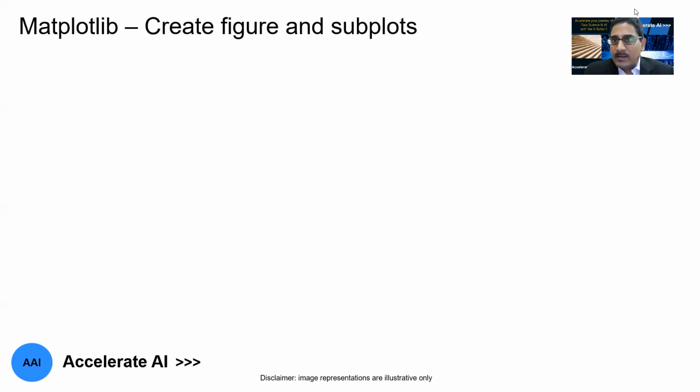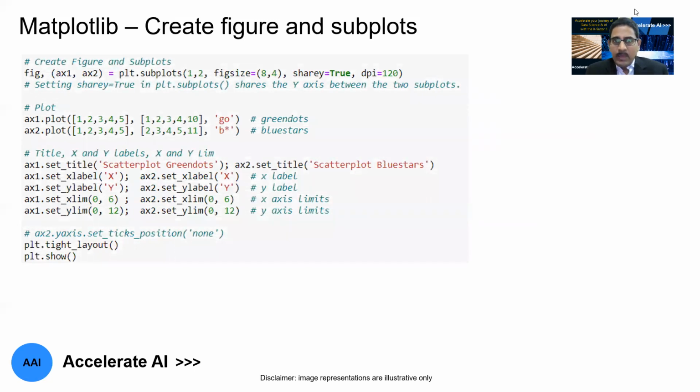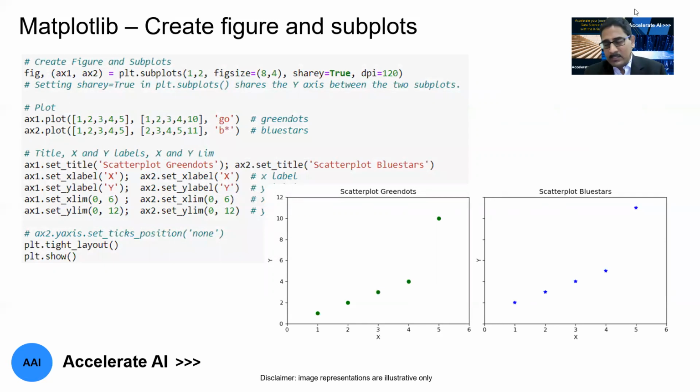Next, when you look at creating figures and subplots, we can use sharey equal to true, and then categorize into ax1 and ax2, 2 different plots of axes. Setting sharey equal to true in plt.subplots will give us 2 subplots, and the output would be something similar to this. In the previous slide, the green dots and blue stars were represented in one particular figure. Now here, we are separating it into 2 subplots.